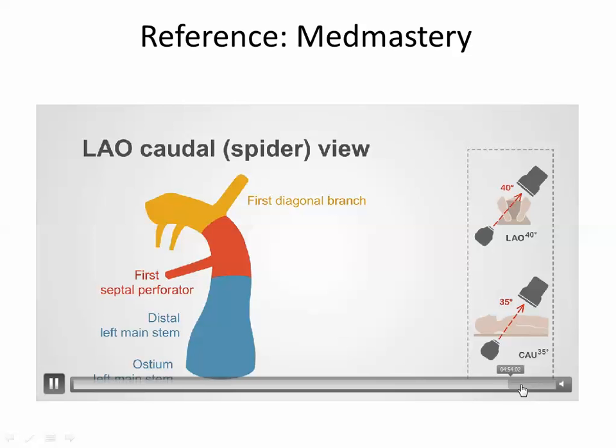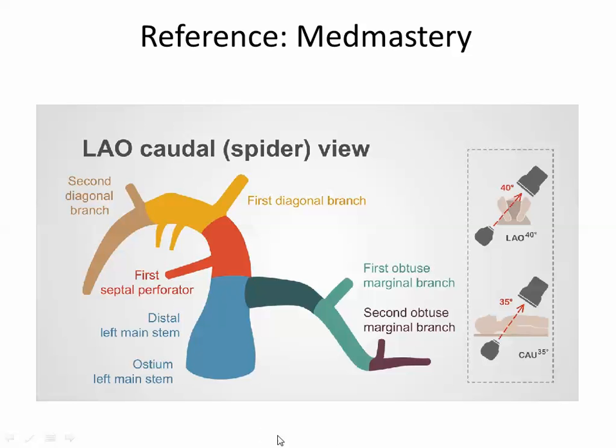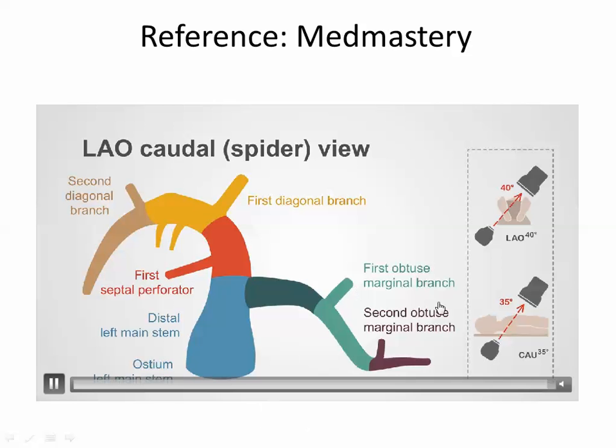Okay, as we said, this is the LCX. This is the OM, and this is the second OM, and the LCX will continue here, and if it's dominant, it will give the PDA here to supply the inferior wall.